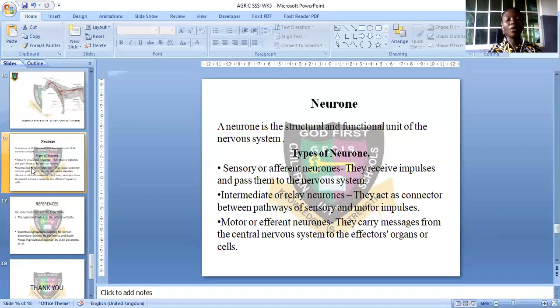We discussed the nervous system too, the composition of the nervous system: the central nervous system and the peripheral nervous system. The central nervous system itself comprises two main parts, the brain and the spinal cord. And we discussed that the brain has three main parts: the forebrain, the midbrain, and the hindbrain, and also the peripheral nervous system. Good.